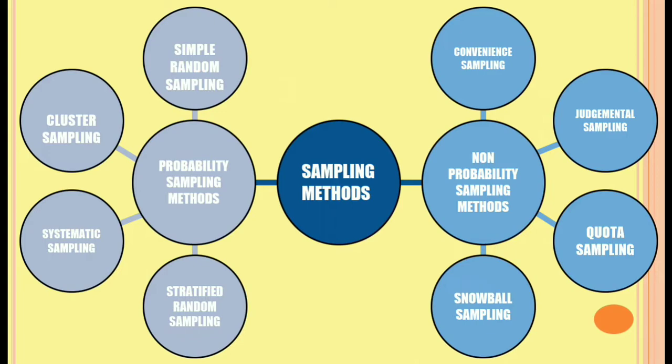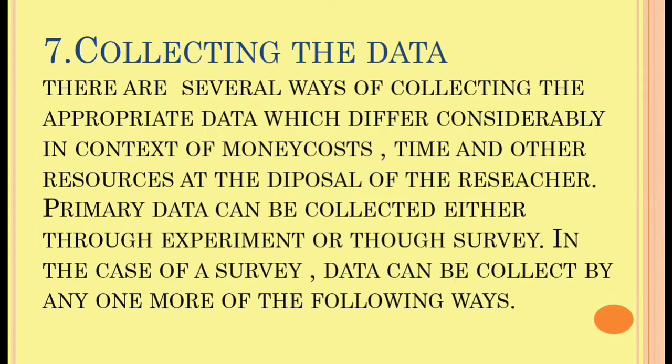There are two sampling methods: probability sampling methods and non-probability sampling methods. Probability sampling methods are simple random sampling, cluster sampling, systematic sampling, and stratified sampling. Non-probability sampling methods are convenience sampling, judgment sampling, quota sampling, and snowball sampling.